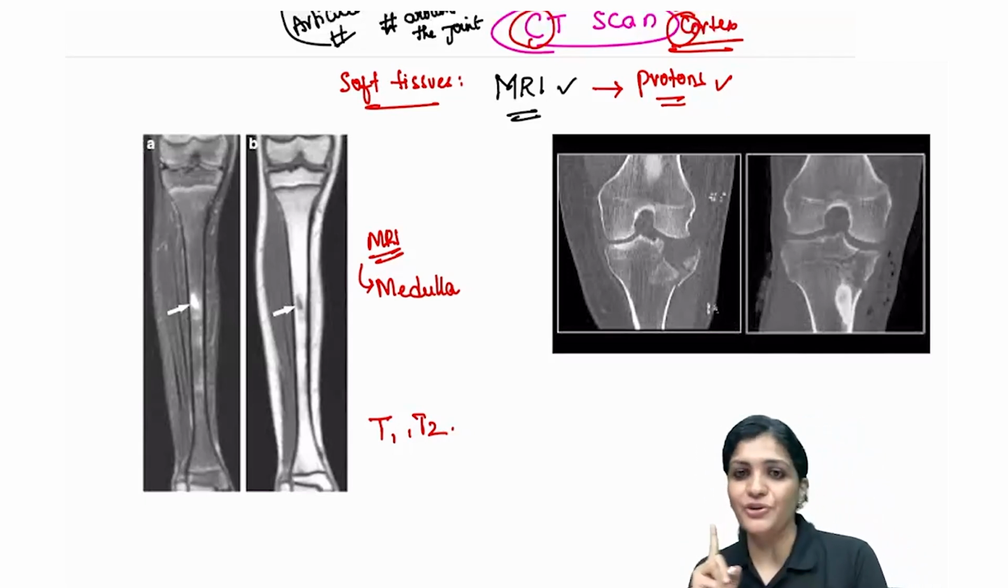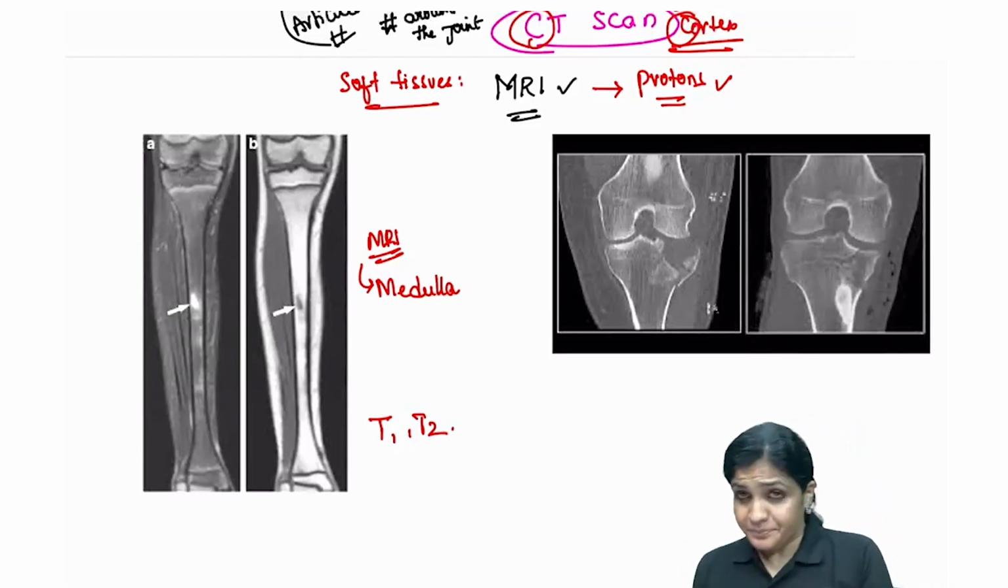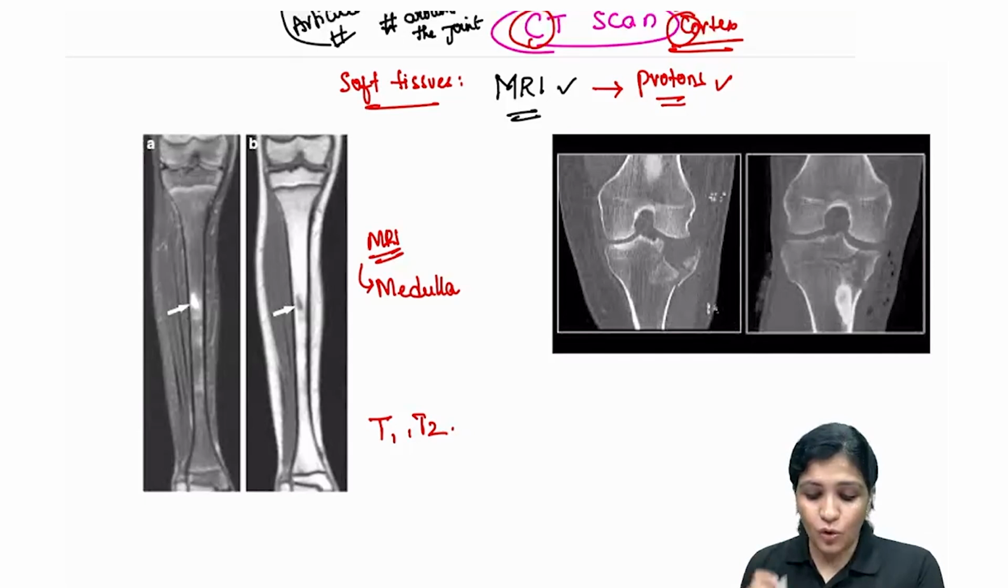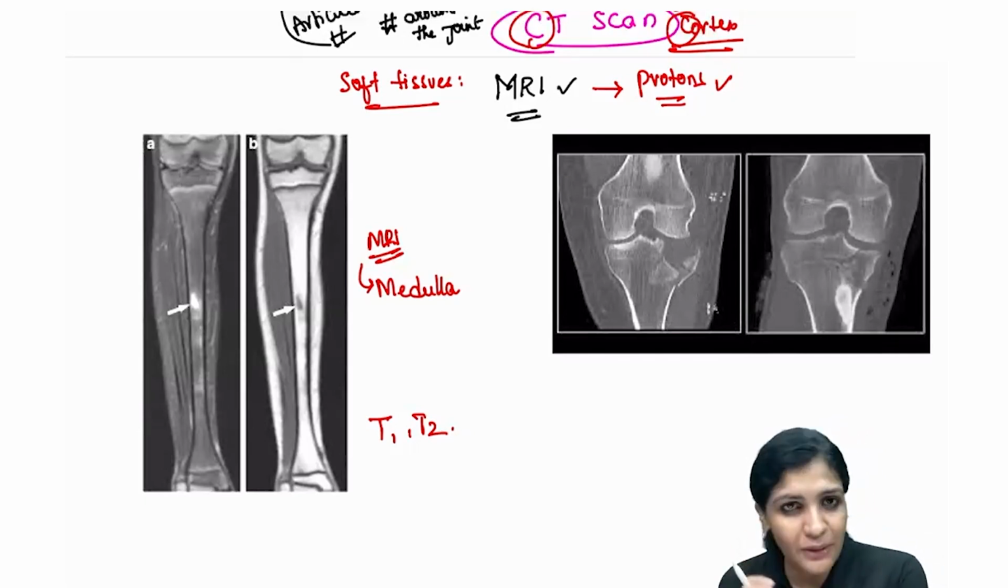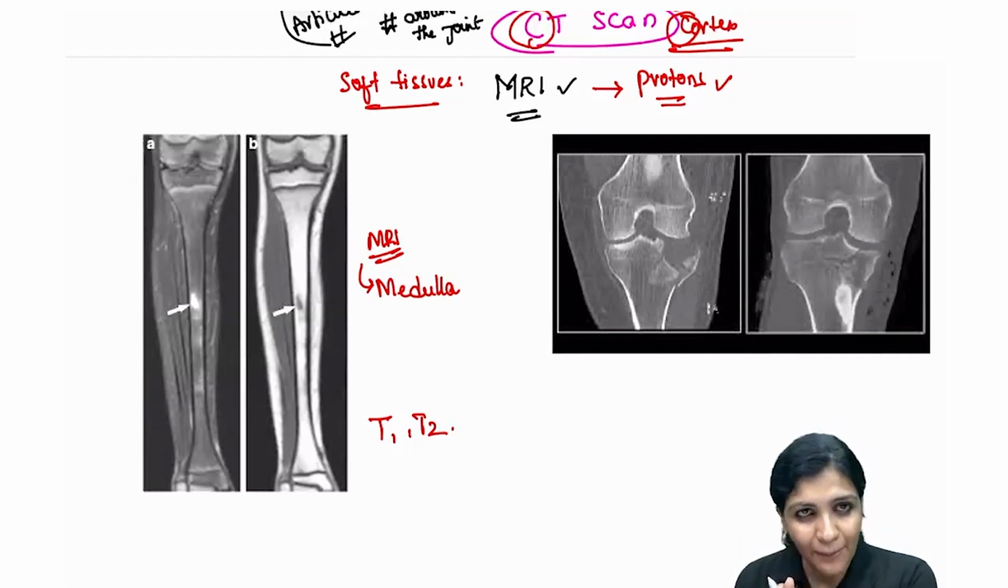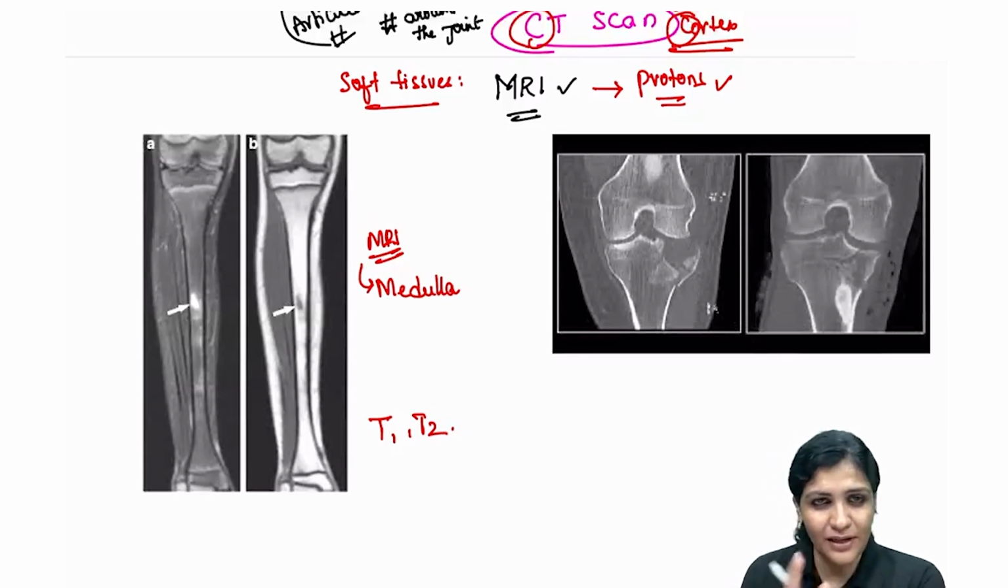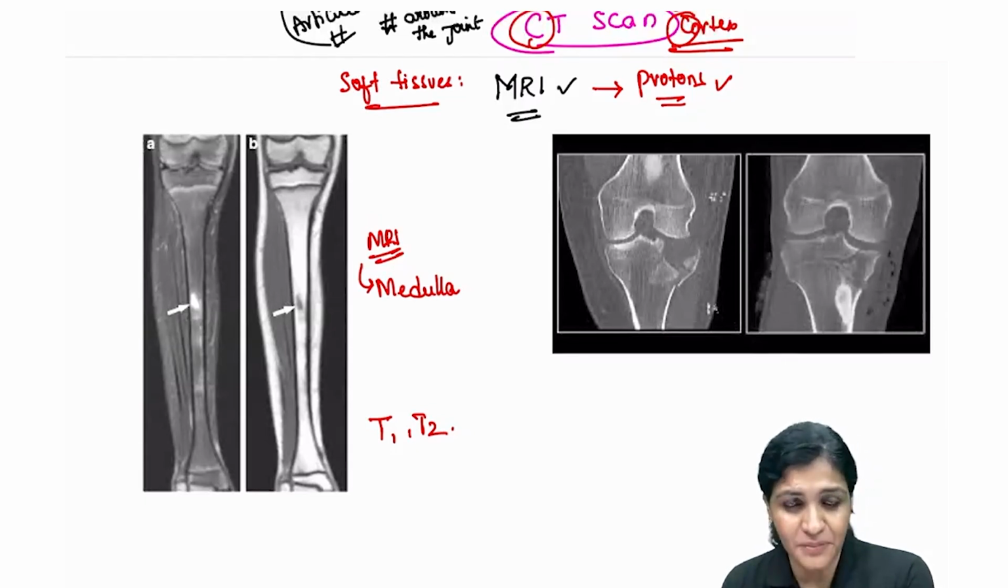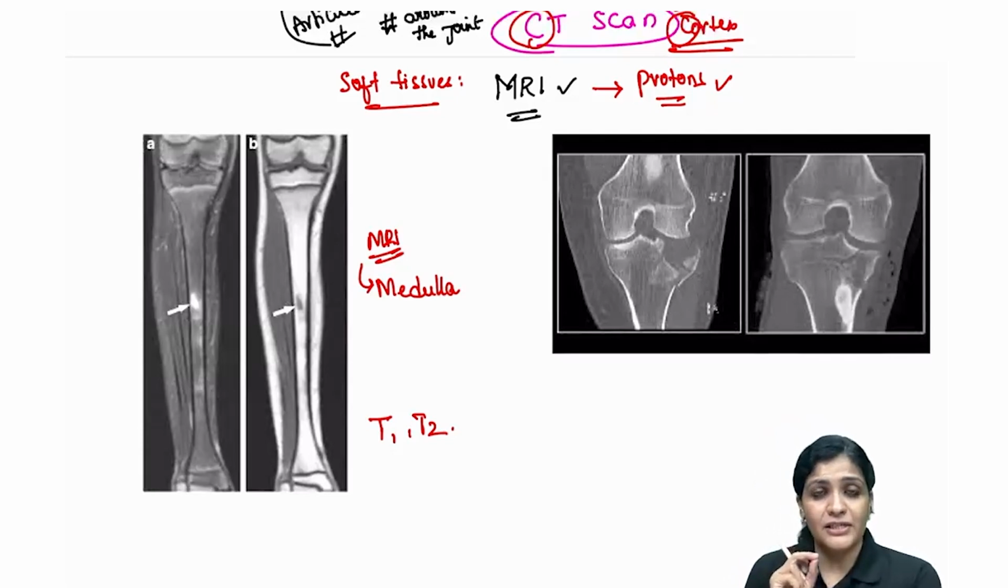Cortex, that is C for CT scan, right? And so whenever you are going for reading of this medulla, you have to go for the MRI, and you will see there are 2 important images which are telling you that there is some problem in the tibial shaft in this particular image, which one is T2 and which one is T1.